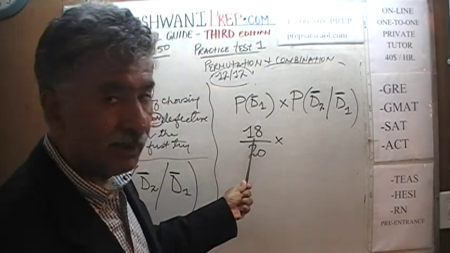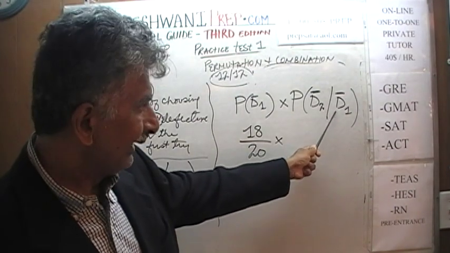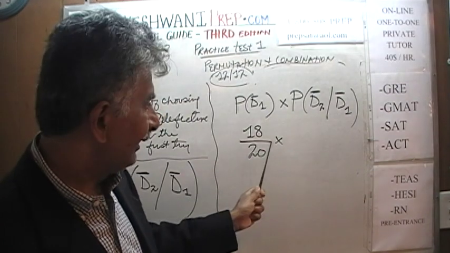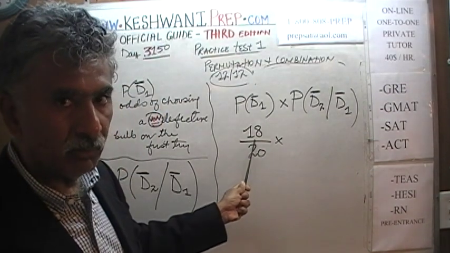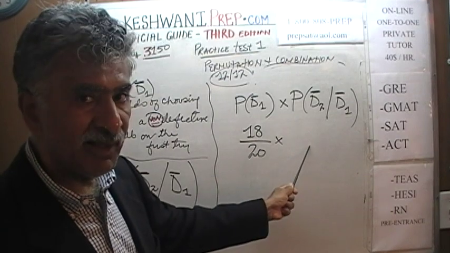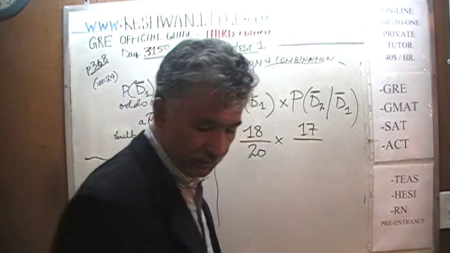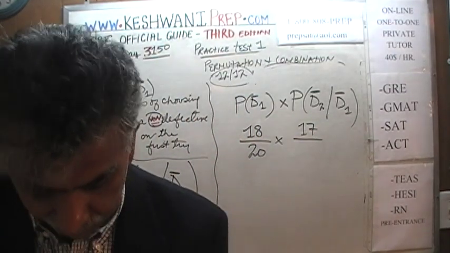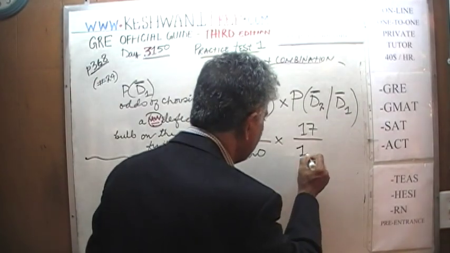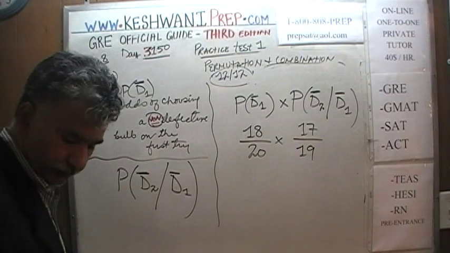Now, having chosen a non-defective bulb on the first try, which is what this is, hence the conditional probability, that part is very important. This part is conditional on the fact that the non-defective bulb was chosen before. Having chosen a non-defective bulb on the first try, how many non-defective bulbs are left? Well, there are only 17 left. Out of how many? Well, out of 19, because there are only 19 bulbs left now.